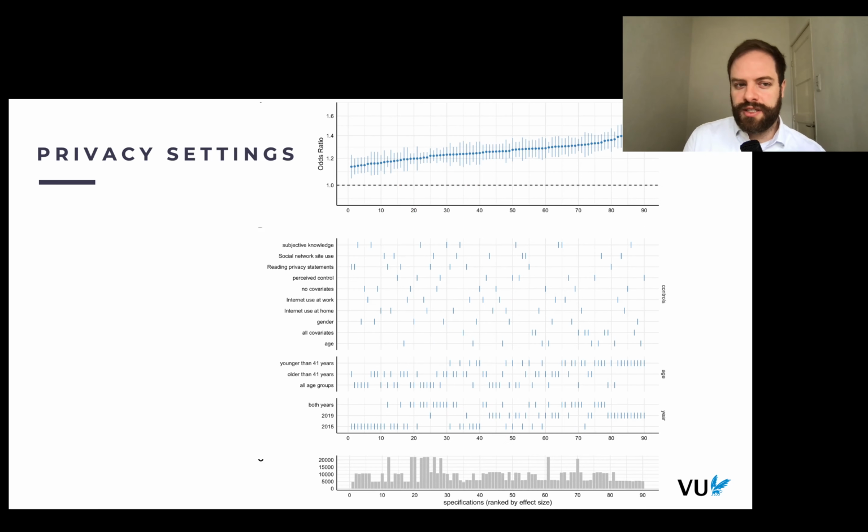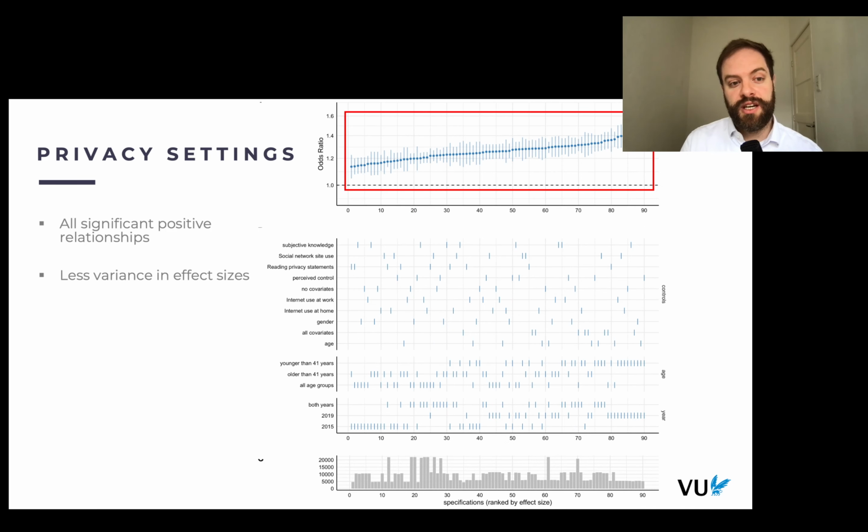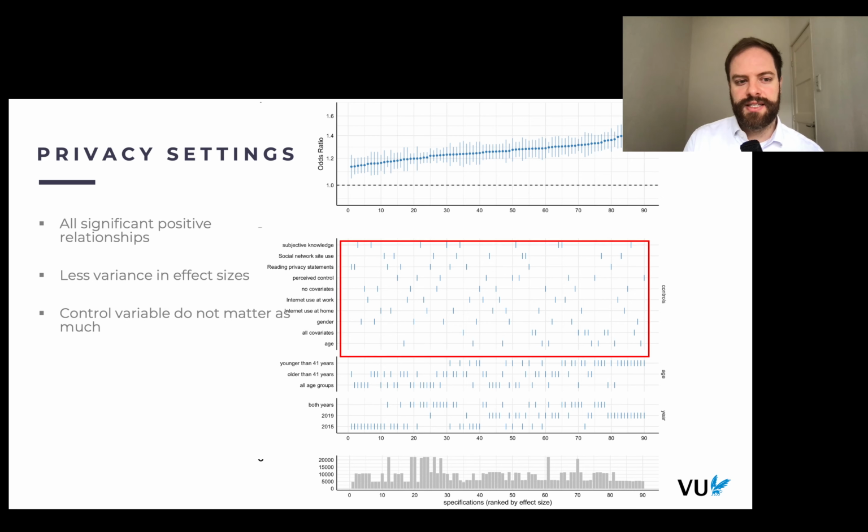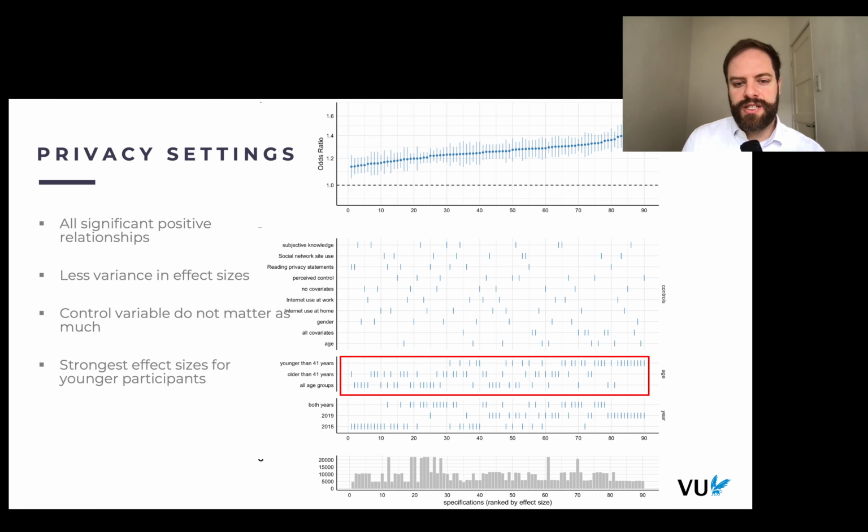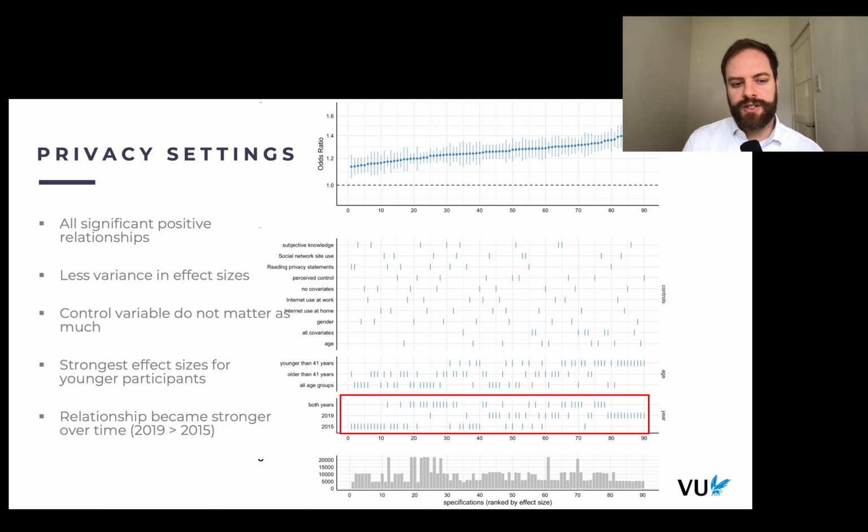With regard to predicting privacy setting use, we see here that all relationships become significant and positive. There's less variance in the effect sizes. There is no clear pattern with regard to the control variables, and they do not matter as much. But we see on the one hand that here again, age matters, but the other way around. There are stronger effects for younger participants. And finally, we also see that the relationship became stronger over time. So the relationship was stronger in 2019 compared to 2015.